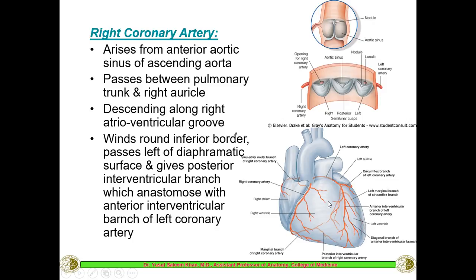And this artery is a very important anastomosis between the right and the left coronary artery, because it will be anastomosing with the anterior interventricular branch of the left coronary artery. So this branch from the right coronary artery, the posterior interventricular branch, will be anastomosing. If you can see here, this is the anterior interventricular branch of the left coronary artery, which winds around the inferior border again, then goes and anastomoses with these two. So these two arteries will be anastomosing with each other, even though physiologically they are not completely anastomosing, and they cannot compensate for each other.